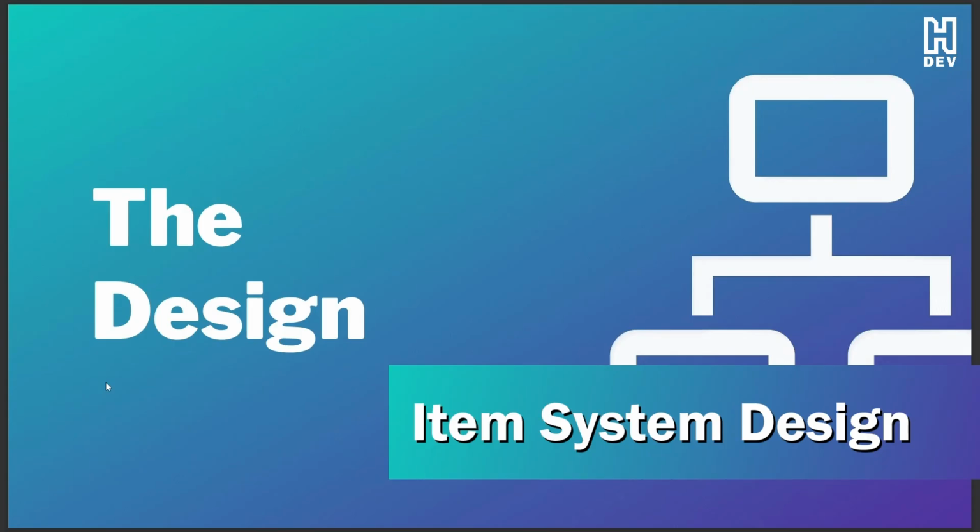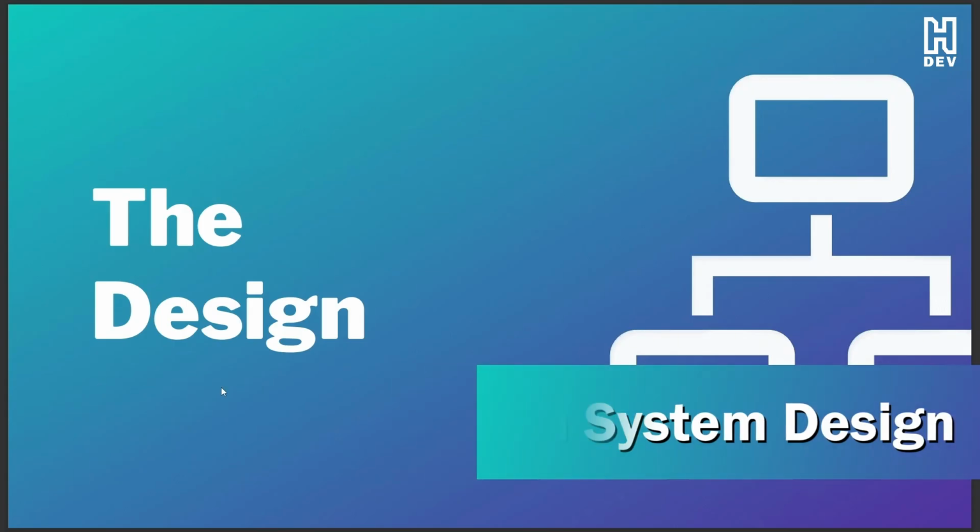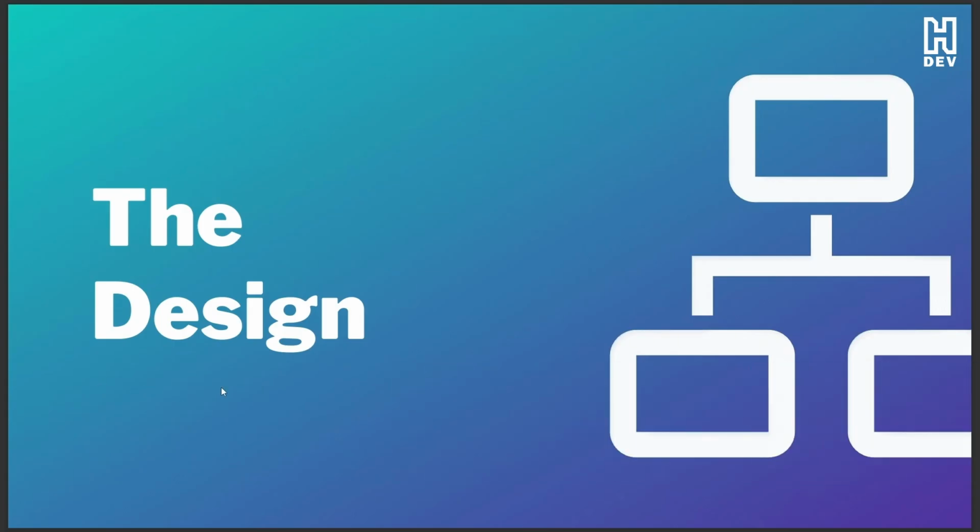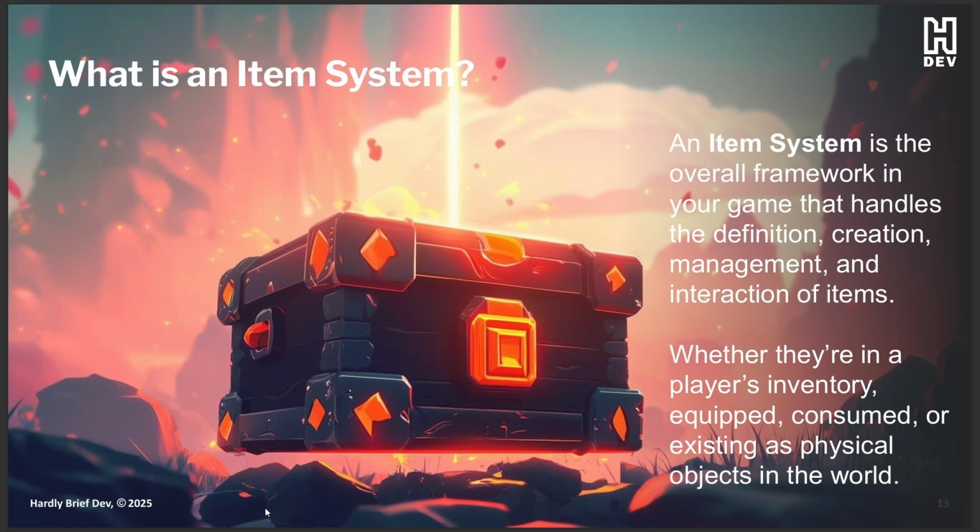All right, so let's dive into the design of our item system and our inventory system. But first, let's answer the question, what is an item system? An item system is the overall framework for our game that's going to handle the definition, the creation, and overall management of all items in the game. The item system should work for everything that we have inside the game. So our player inventory, our equipable items, our consumable items, or just any items that are in the world. The item system should support that behavior.